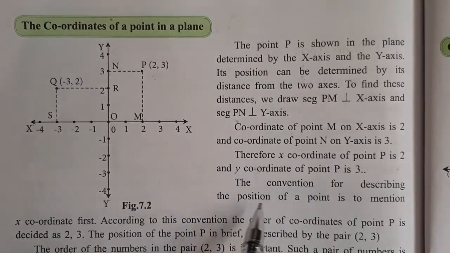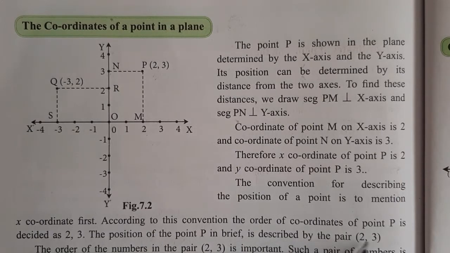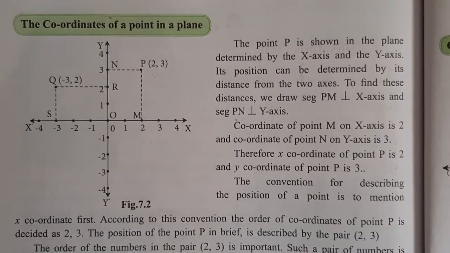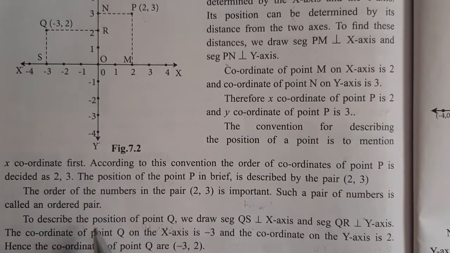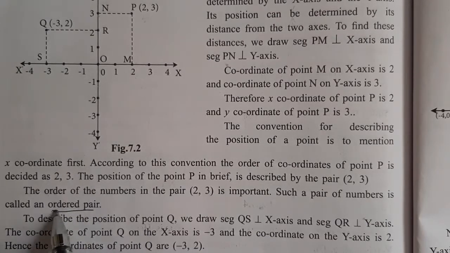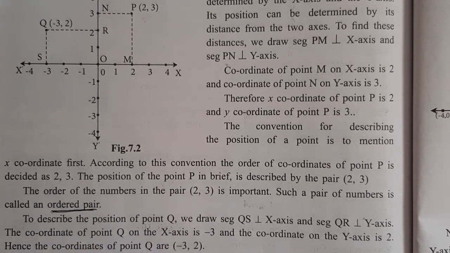The convention for describing the position of a point is to mention the x coordinate first. According to the convention, the order of coordinates of point P is decided as (2, 3). The position of point P is, in brief, described by the pair (2, 3). The order of numbers in the pair (2, 3) is important. Such a pair of numbers is called an ordered pair. When we write the x coordinate first and then the y coordinate, such a pair is called an ordered pair. So when you represent points in a plane, first of all you have to write the x coordinate and then the y coordinate. Okay, now we'll discuss one example.